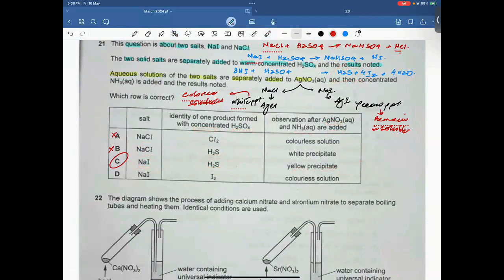Sodium iodide, when treated with concentrated H2SO4, produces iodine. That's right. But AgNO3 and iodide give a yellow precipitate.